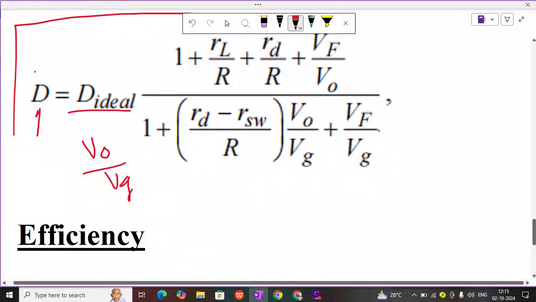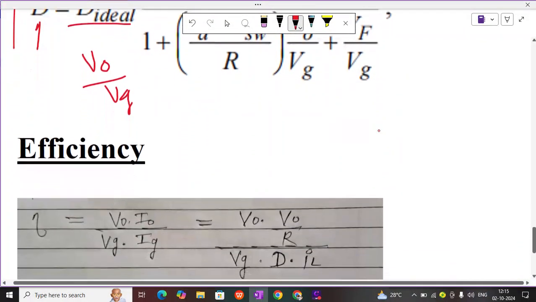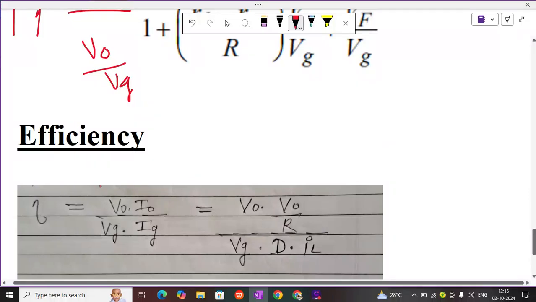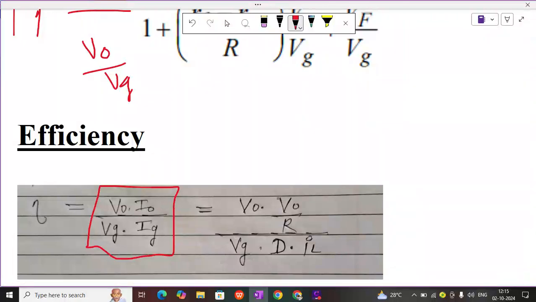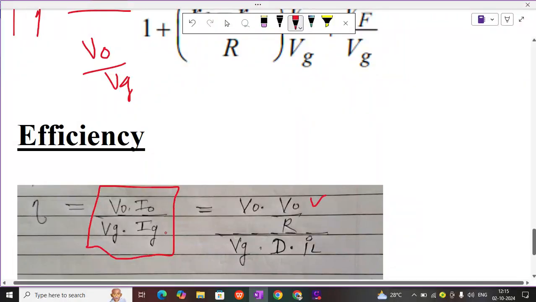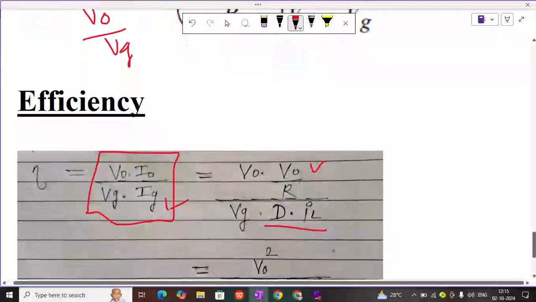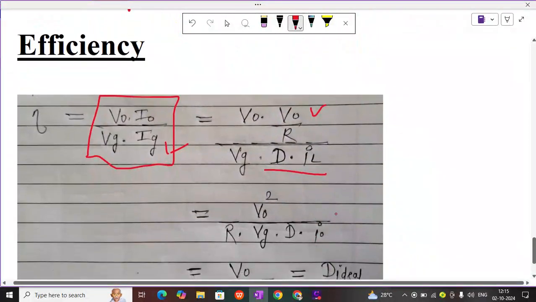Now from this I can derive the expression for the efficiency. What is the formula for the efficiency? Efficiency is V naught I naught divided by Vg into Ig. I can say that I naught is basically V naught by R. What is my Ig? When the switch is on, only at that time the inductor current is the input current. That is why I have written down here that Ig is equal to D into IL.